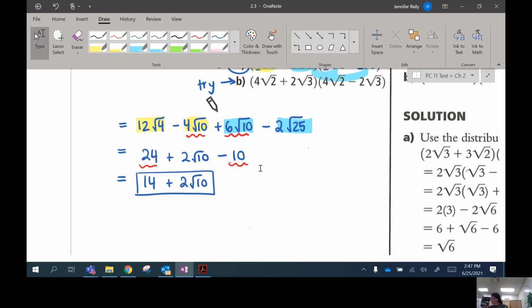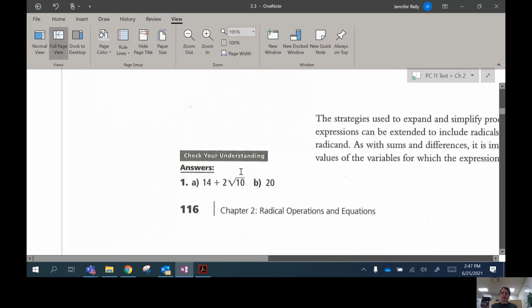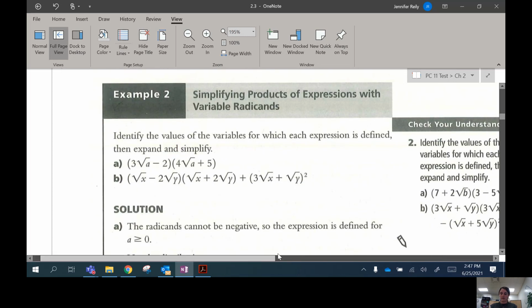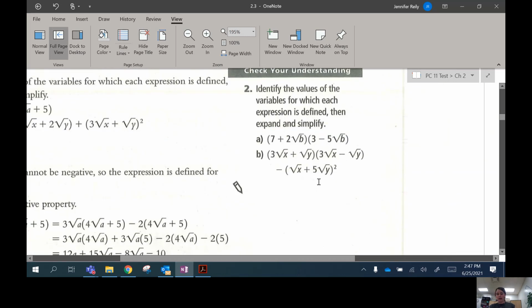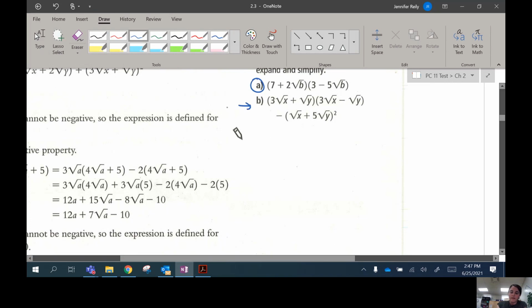Okay, there we go. In the next example, we are going to deal with square roots when we have variables. So exact same idea, we're going to FOIL again, but this time we're going to have not just numbers in our brackets, but variables also. Okay, so again, I'm going to do A, and then if you would like to try B on your own, pause the video, you can.